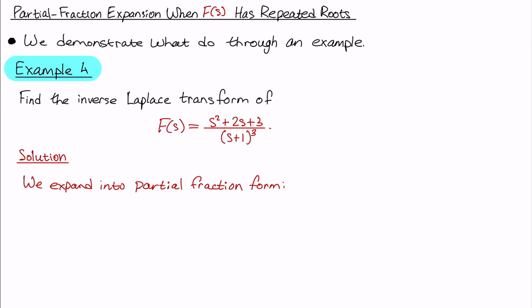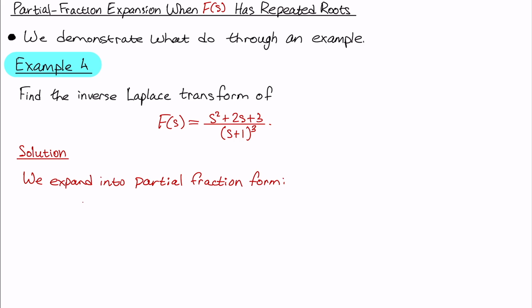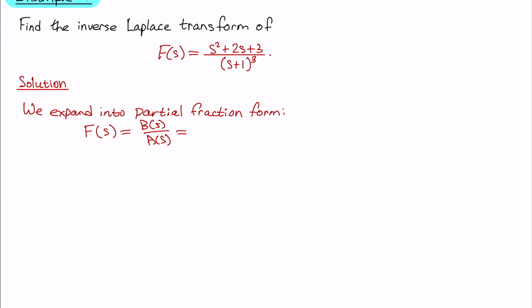We want to express this fraction as a partial fraction, so F of s will be equal to, just in general, B of s divided by A of s, which in this case we're going to express as b3 divided by (s plus 1) quantity cubed, plus b2 divided by (s plus 1) quantity squared, not cubed, plus b1 divided by (s plus 1).